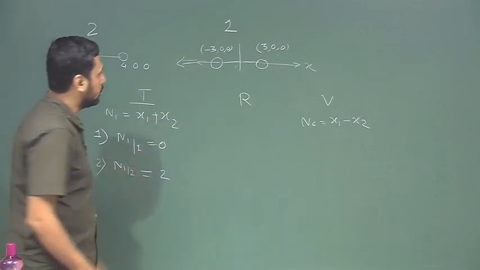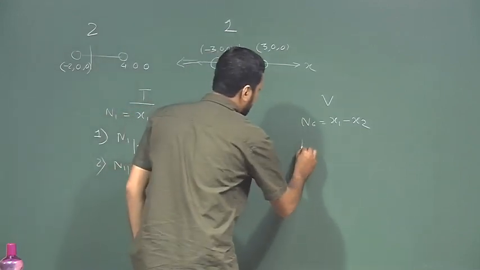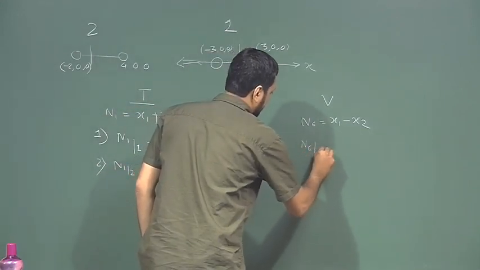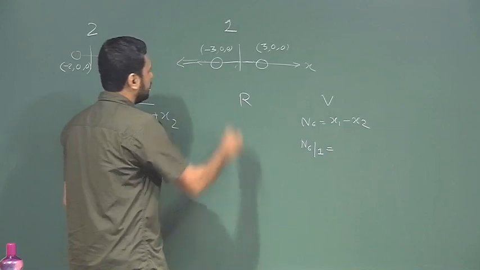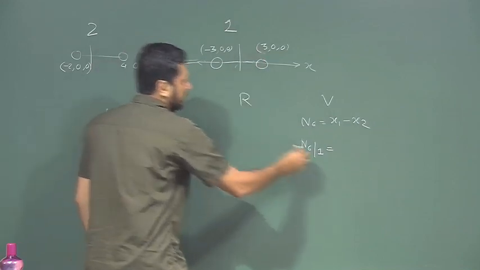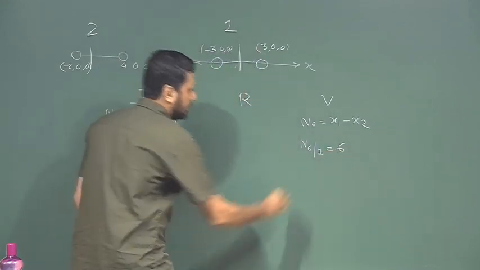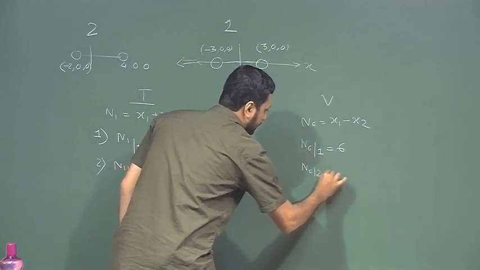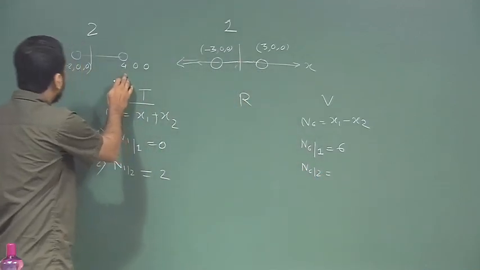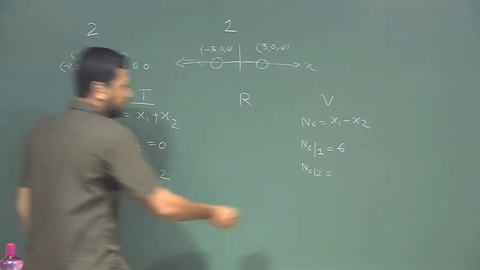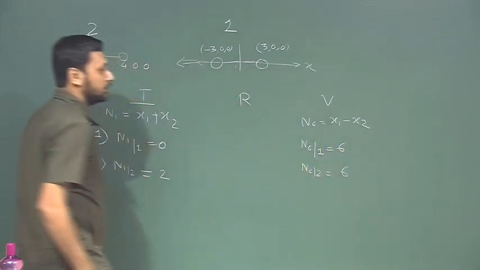Now, let us look at this coordinate. Initially, N6 at position 1 was 3 minus minus 3, which is 6, and N6 at position 2 is 4 minus minus 2, that means 6. So, this has not changed.